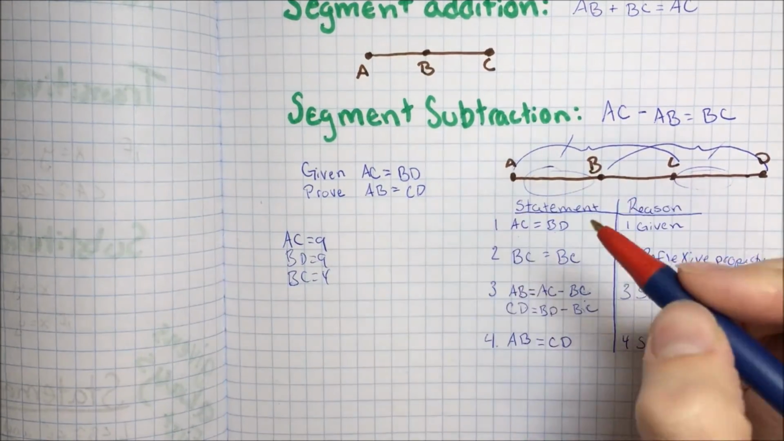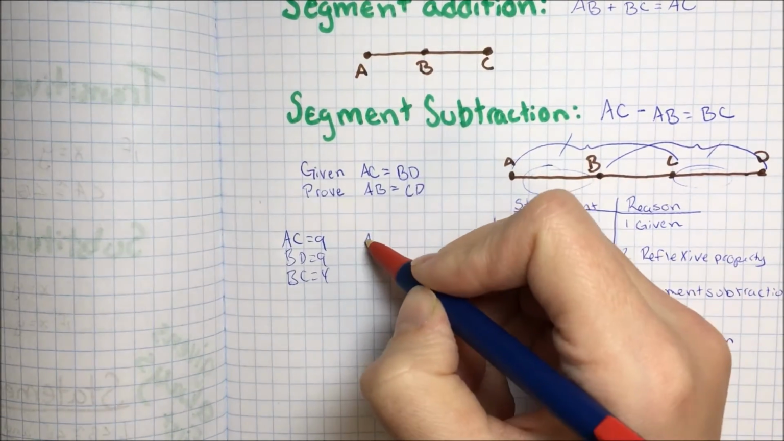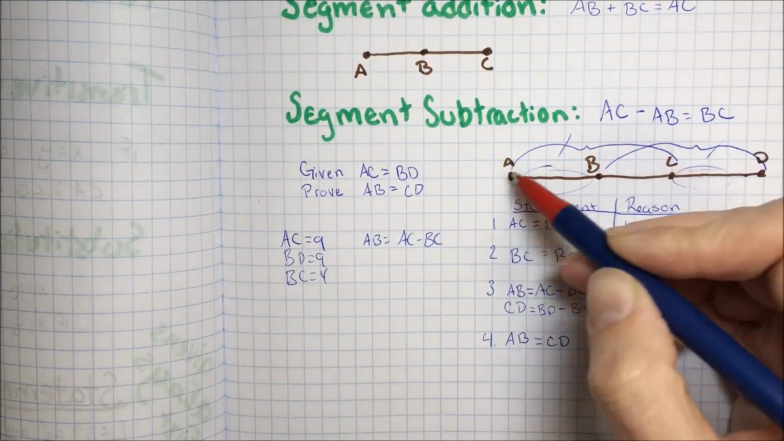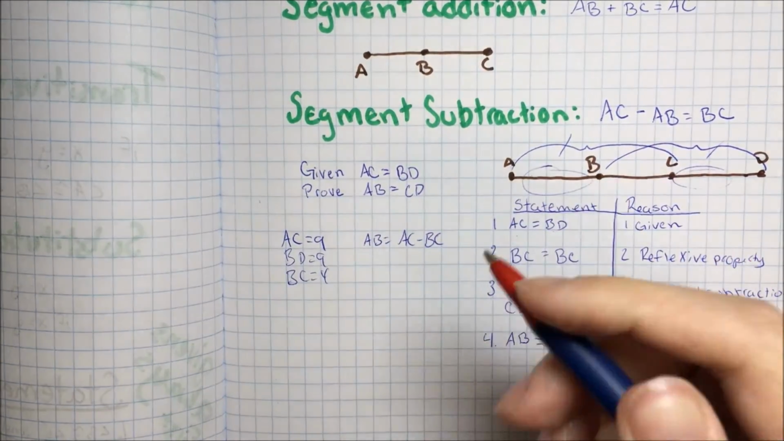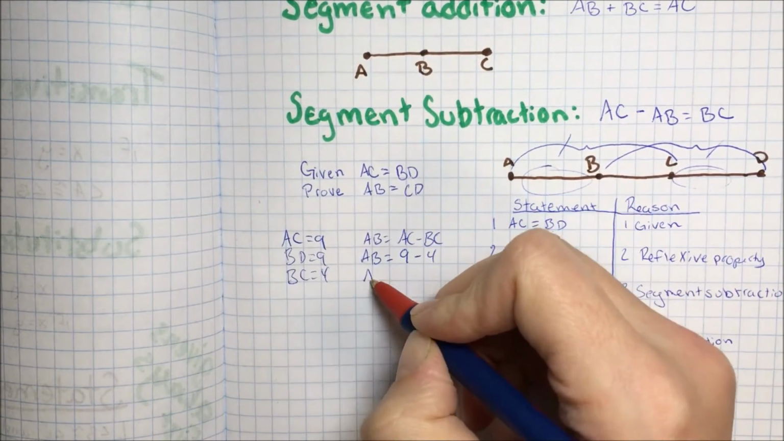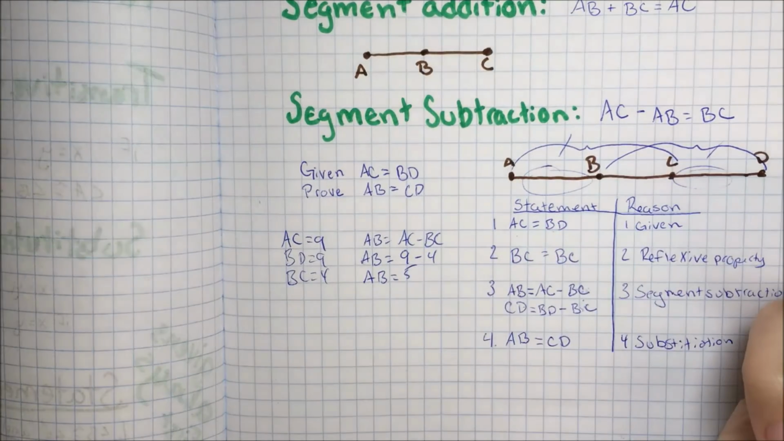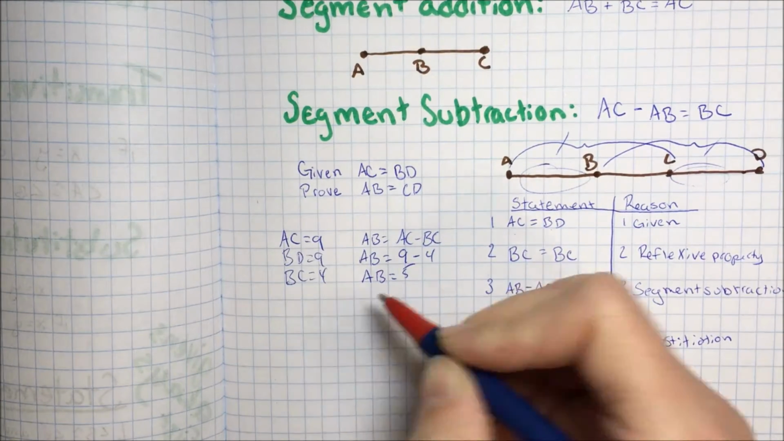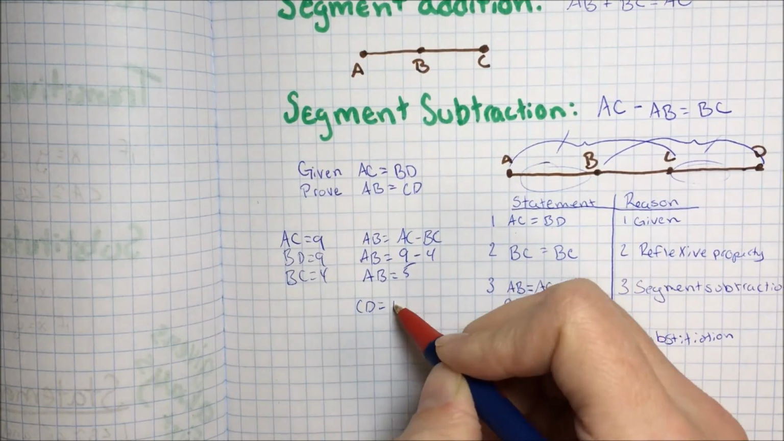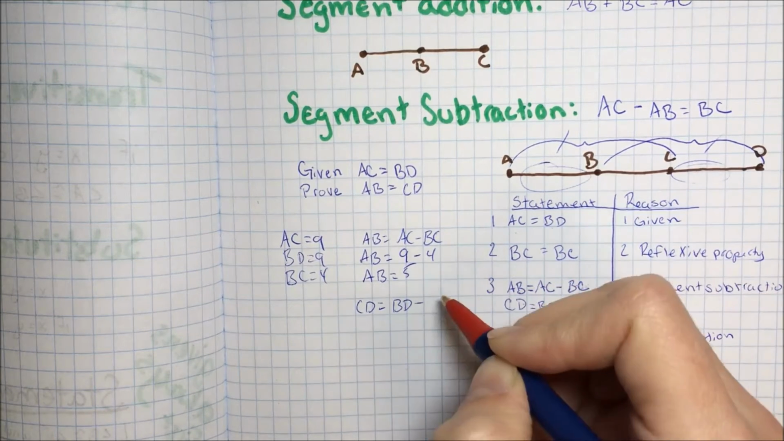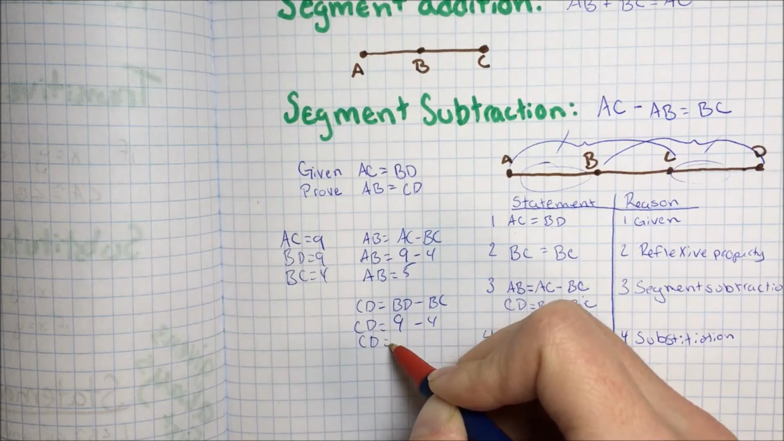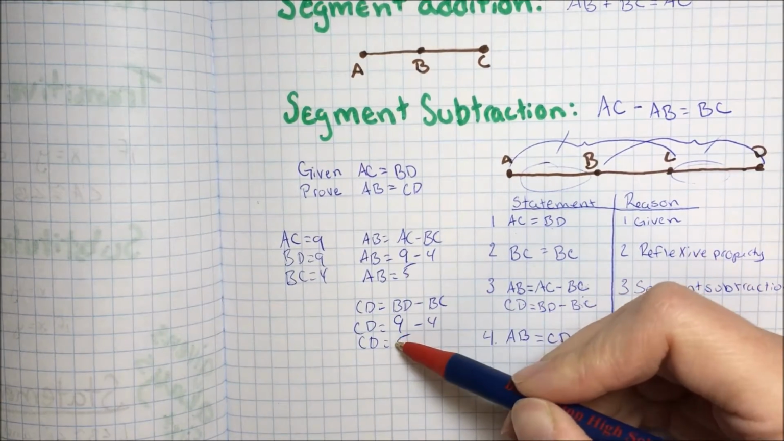Well, I know that AB, by segment subtraction, is AC minus BC. So all of AC, take out this part, and I have AB. So AB must be 9 minus 4. So AB must be 5. And I know that CD is BD minus BC, which again is 9 minus 4, which is 5. So therefore AB and CD are equal.